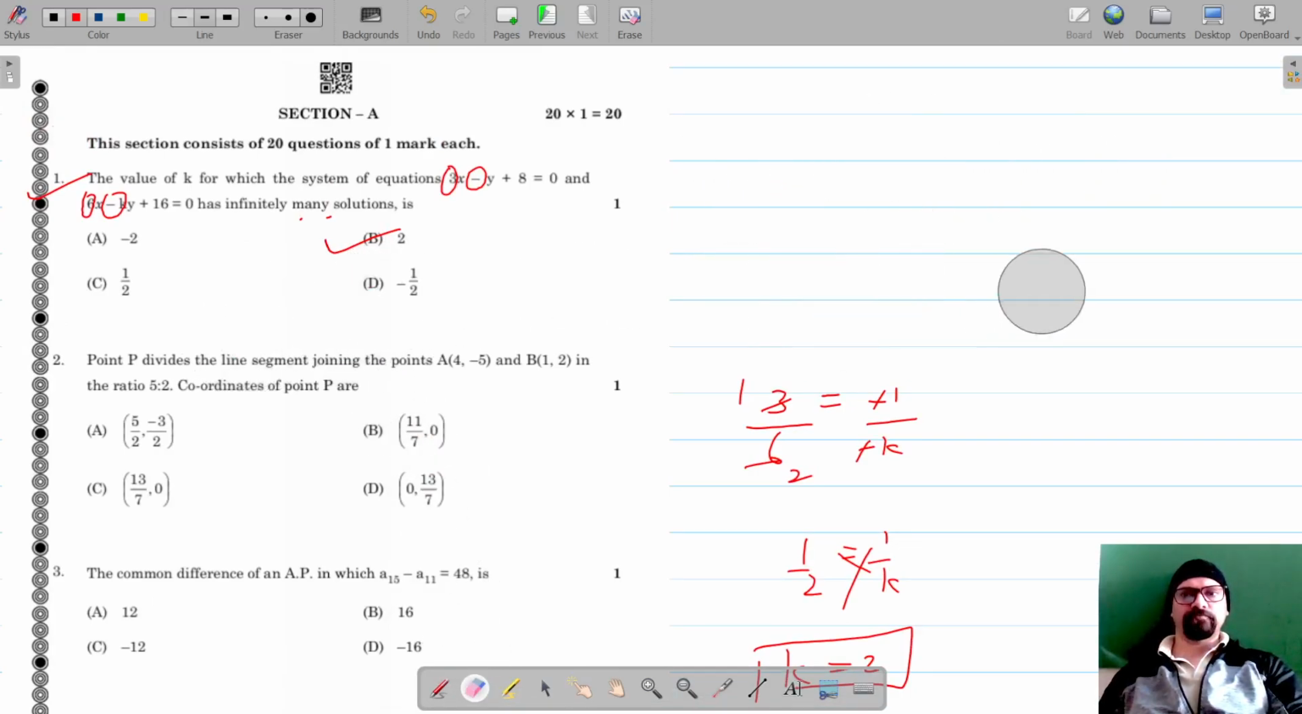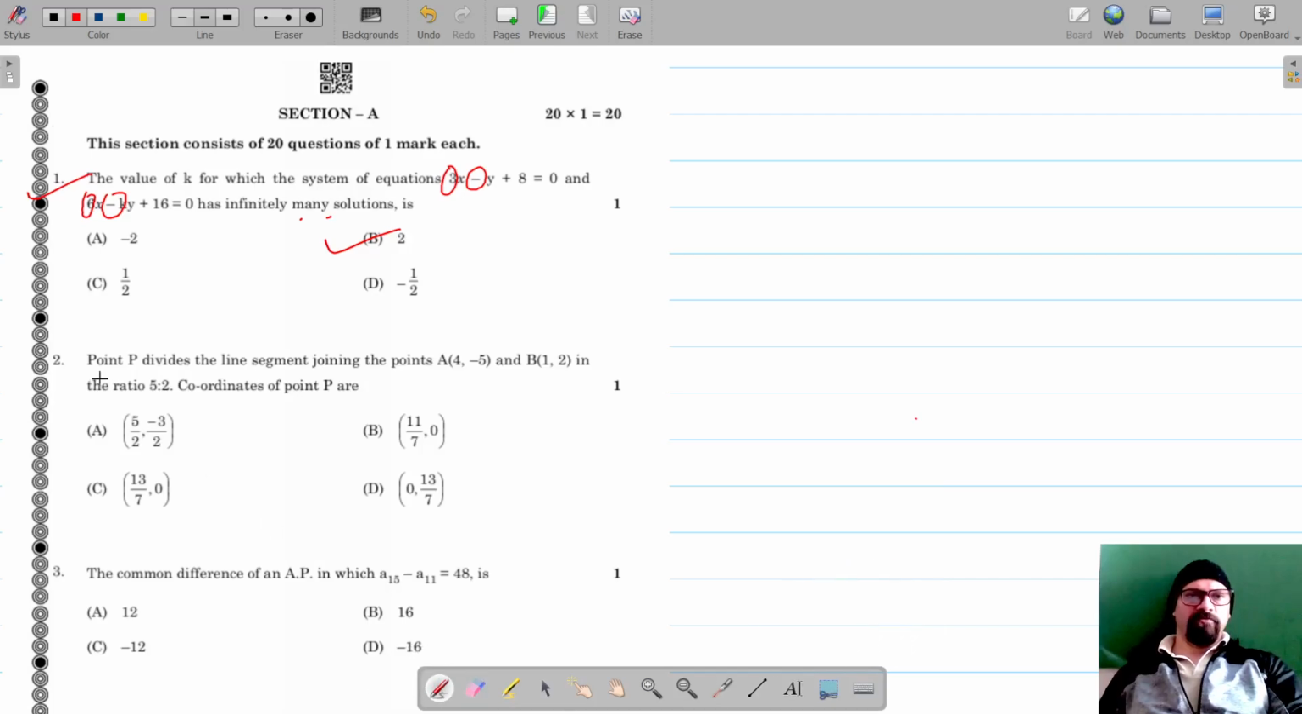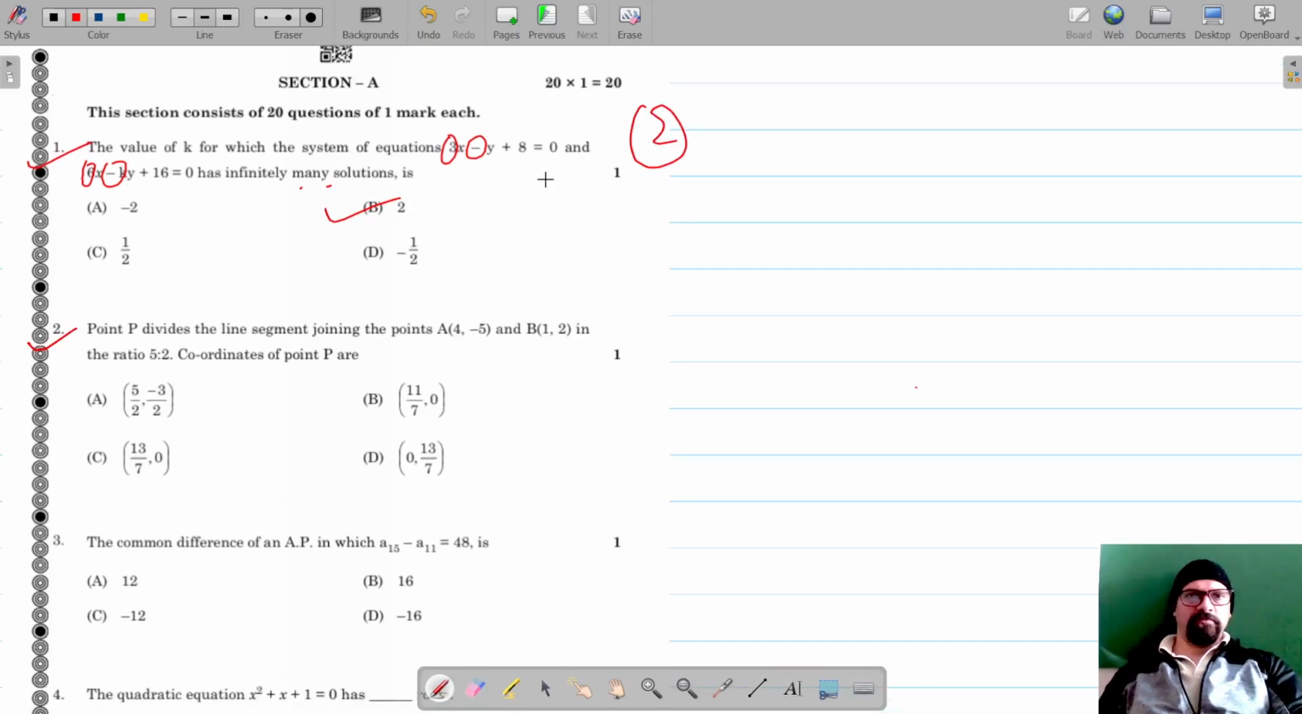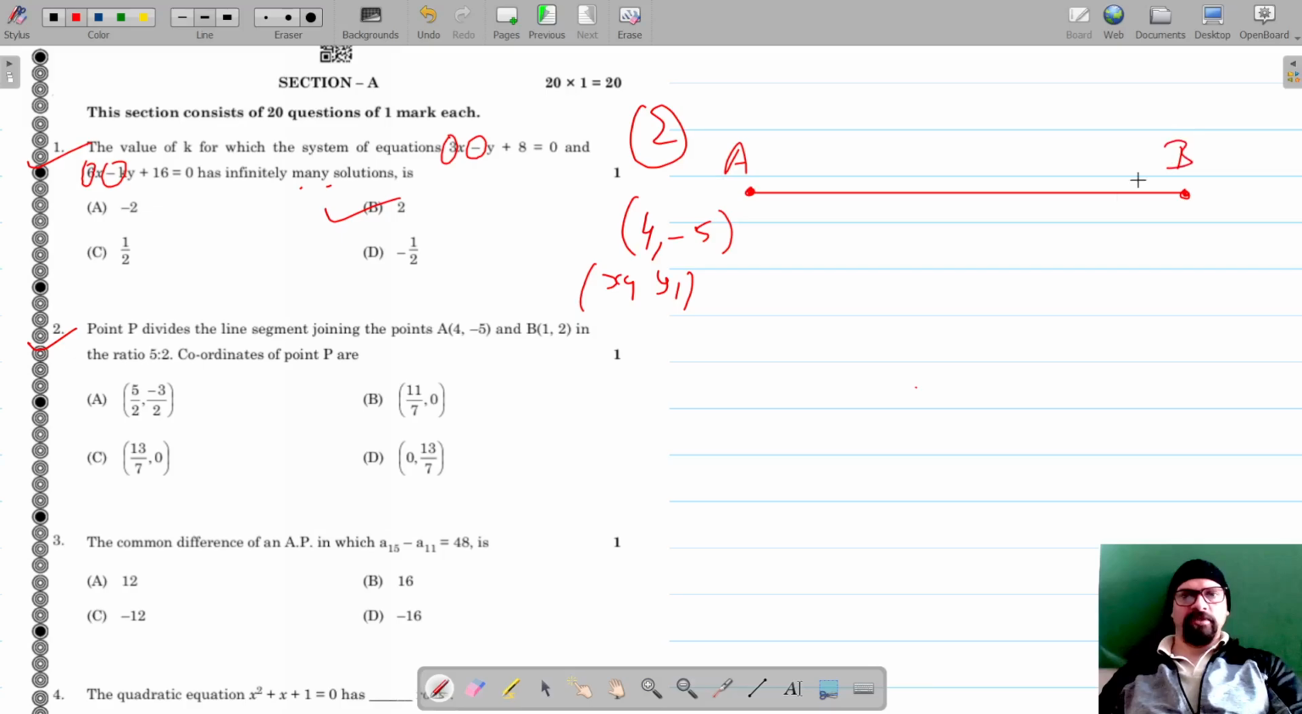Moving on to question number 2. For question number 2, it's given that point P divides the line segment joining the points. So let's say this is the join of these 2 points A and B. So point A is 4 comma minus 5. Let's say these are the coordinates x1 and y1, and point B has the coordinates 1 comma 2. So this is divided by point P in the ratio 5:2. So let this ratio be m1 is to m2. We have to find the coordinates of point P.